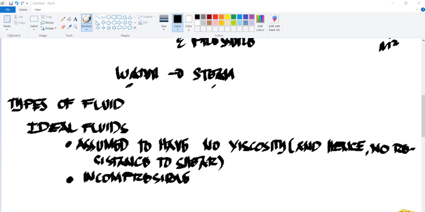And we have the types of fluid. So we have ideal and real fluids. Ideal fluids are defined as assumed to have no viscosity and hence no resistance to shear.